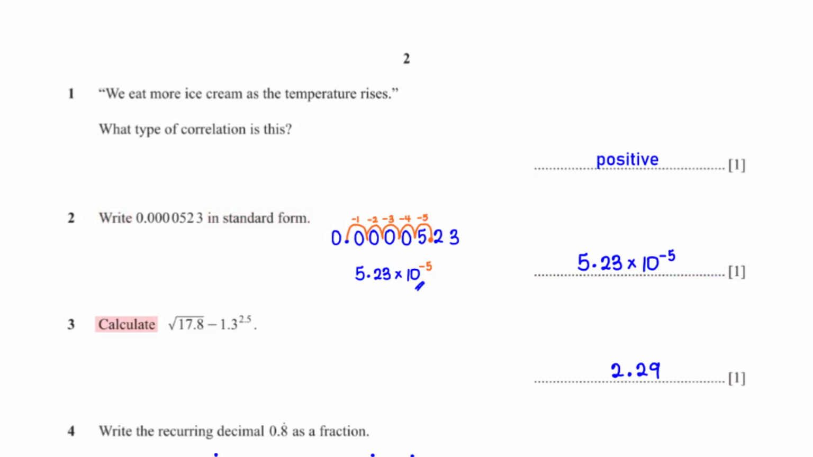Calculate the square root of 17.8 minus 1.3 raised to the power 2.5. When we type this into the calculator, we get 2.29 rounded to 3 significant figures.